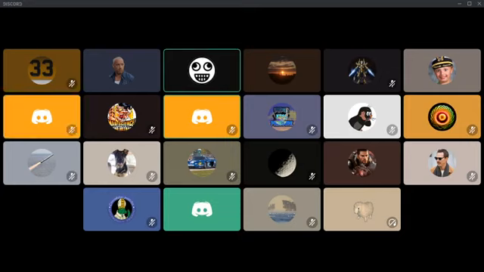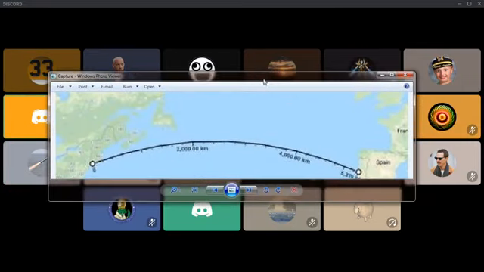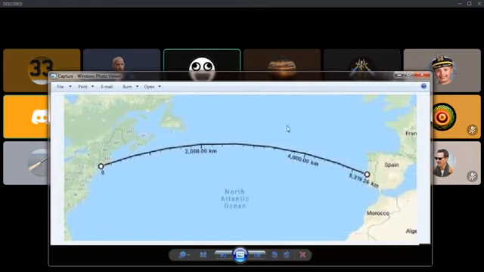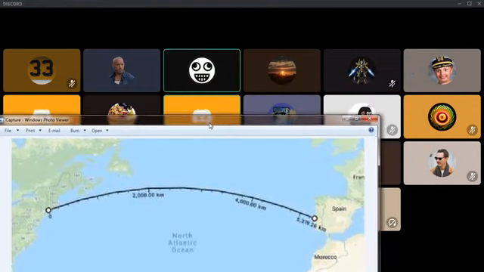Look at the live stream. I measured the distance between Portugal and New York. They're straight ahead from each other. So why is it curved? Listen, if you get a flat measuring tape and you bend it, you won't get that measurement.